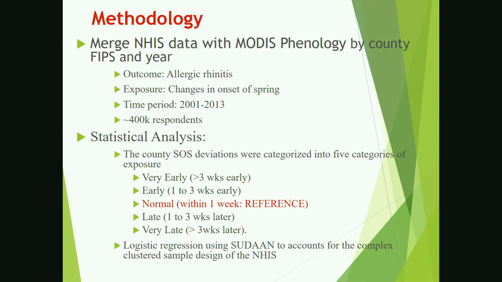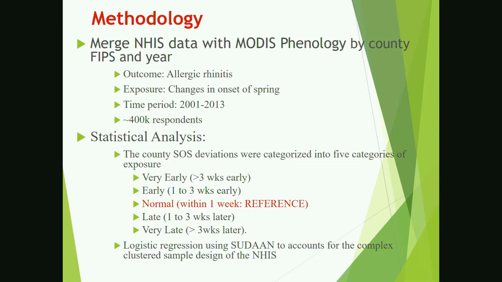So what we do is we merge the National Health Interview Survey data with the MODIS phenology, and our outcome, like I said, is allergic rhinitis or hay fever, and the exposure metric that we are looking at is changes in the onset of spring. Okay, just that one data point on that time series. And the time period we are looking at is 2001 to 2013, because that's when the MODIS data became available. So for this analysis, we have close to 400,000 respondents. Okay, so very large data sets in this case. And for each respondent, in the location where they are living, we look at how early or how late the onset of greening was, the start of spring, in the survey year that they were sampled.